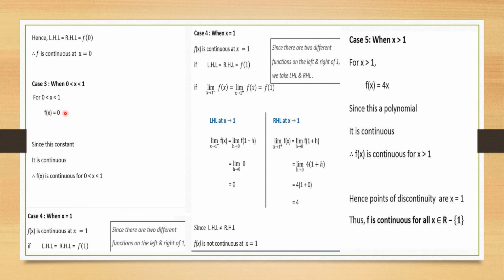Between 0 and 1, f(x) is 0, a constant one, and is continuous. At x equal to 1, I have to check the left limit and right limit again. Put x as 1 minus h for left, 1 plus h for right. This limit turns out to be 0, this one 4. Both not equal, function not continuous. For x greater than 1, it's again a polynomial 4x, which is continuous. So the discontinuity point is just 1, so we write f is continuous for x belonging to R minus the singleton set 1.